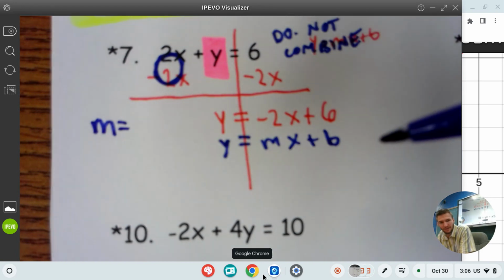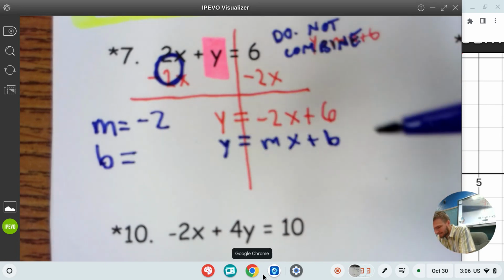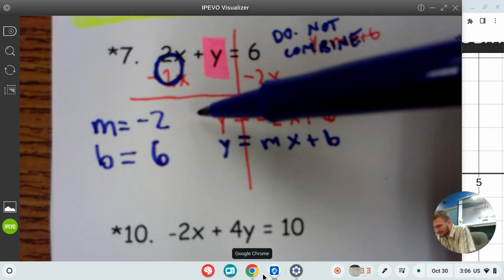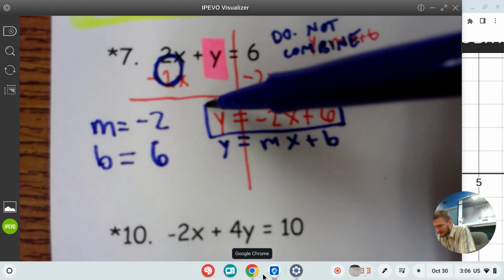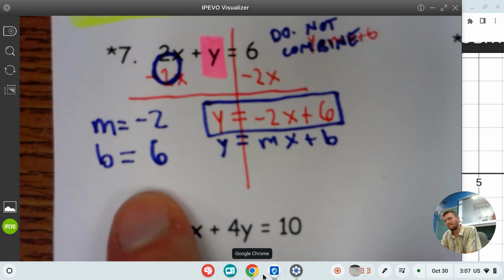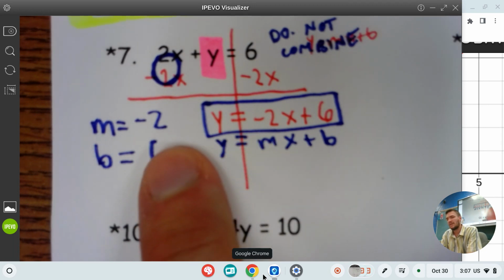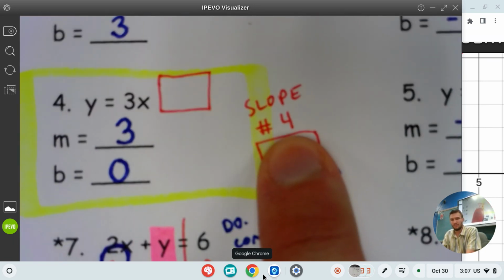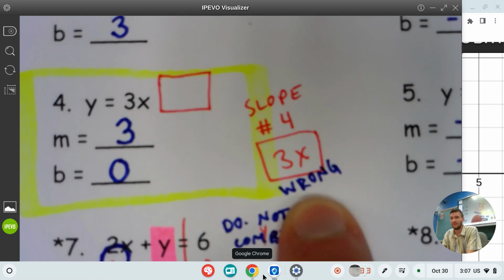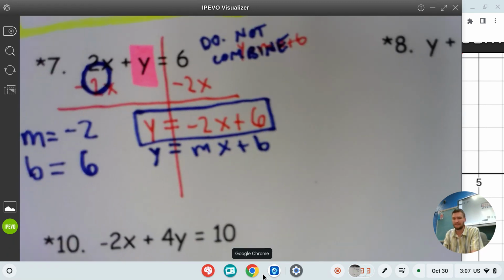Now that everything lines up perfect, it's time to get the answer. What is the m number? Negative 2. And what is the b number? Positive 6. Now, you have to be careful. There's always students who get a little bit lazy, but they don't want to do the work. Slope, negative, if you put 3x, is wrong. The slope is only the number. The slope is never the x.